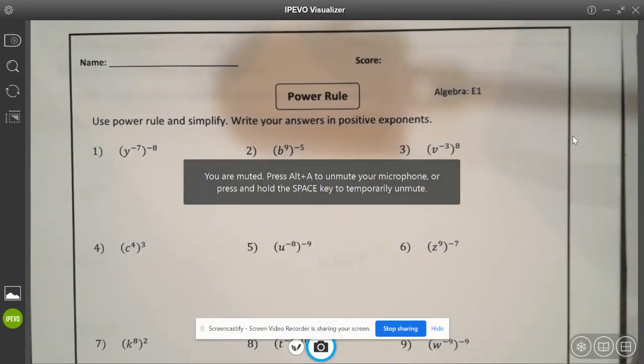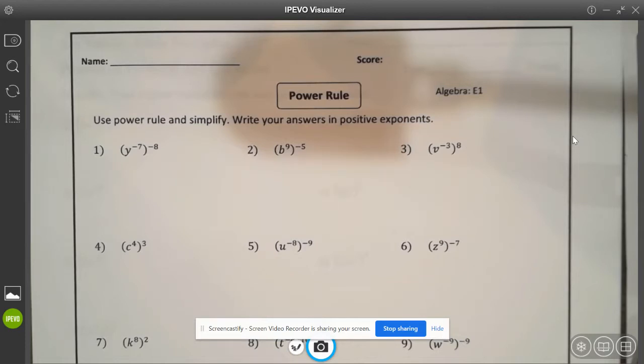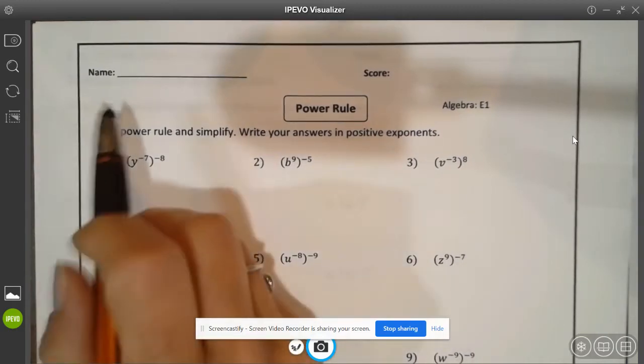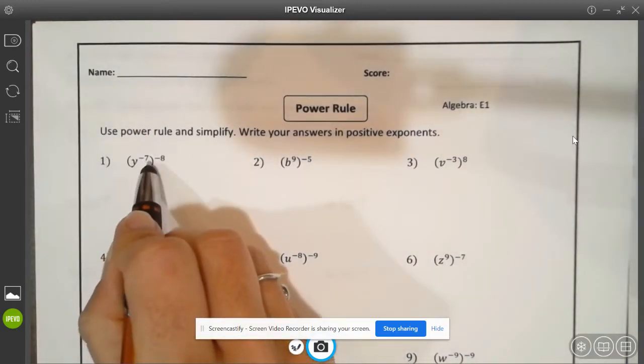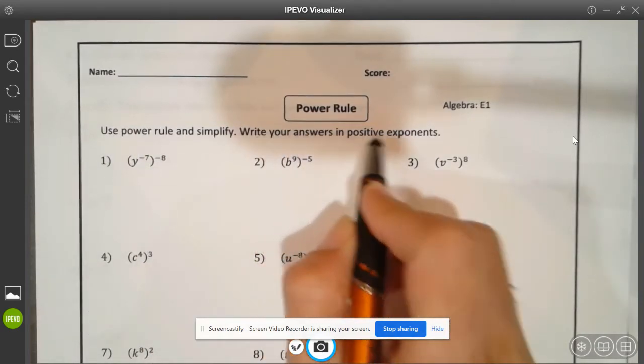Okay, students, so this week we're going to talk about the power rule and the zero rule. The zero rule is pretty straightforward, so I'll show you some examples there. But the power rule, it looks like this. It's a power raised to another power. So use the power rule and simplify, write your answers in positive.